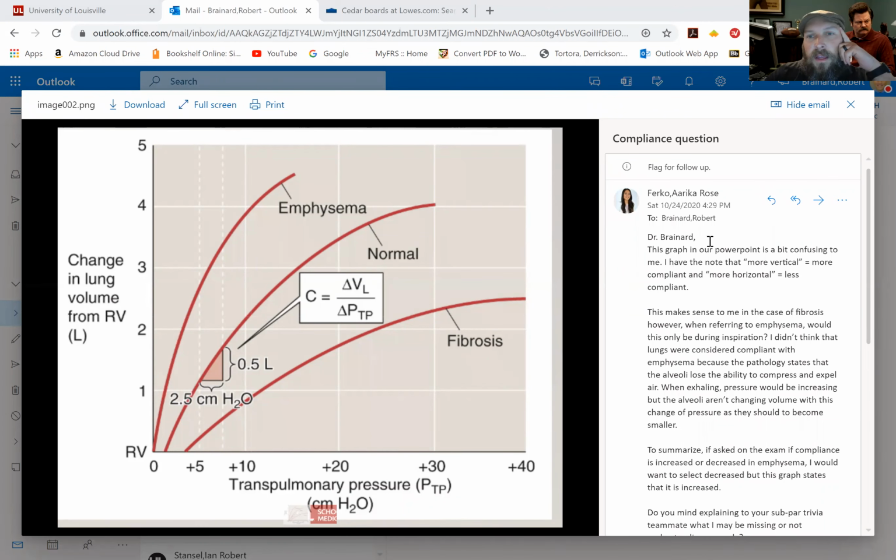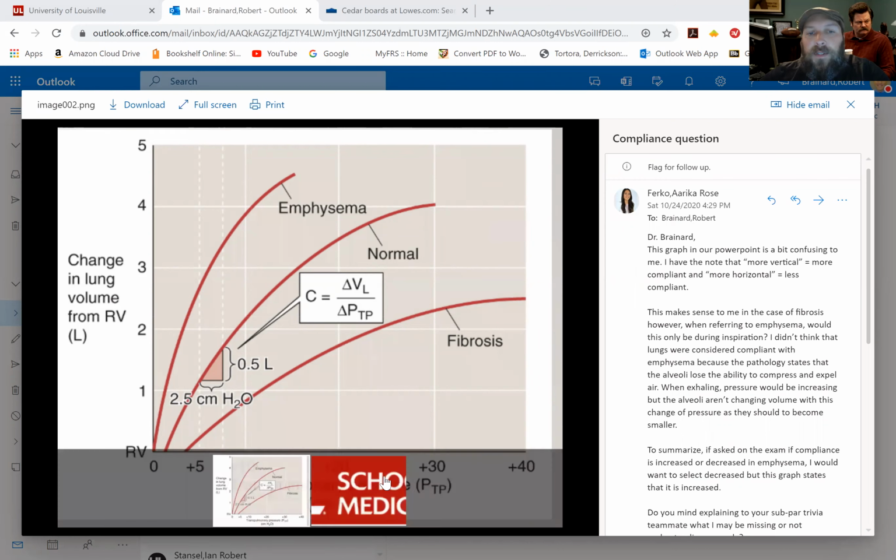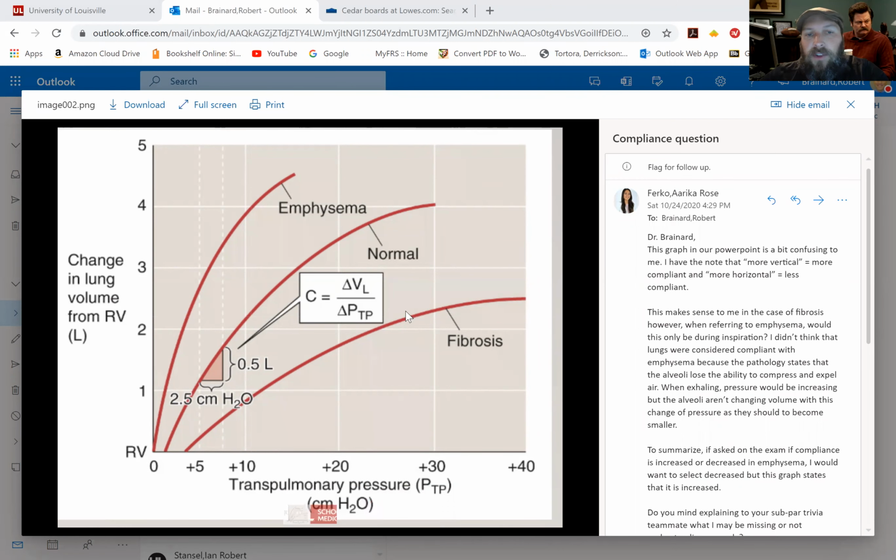Your graph, and here's your question over here, Erica. You said this graph from the PowerPoint, I have the note that more vertical equals more compliant. Yes, and so what's happening is if we look at the bottom here, we've got transpulmonary pressure on the x-axis and change in volume on the y-axis.